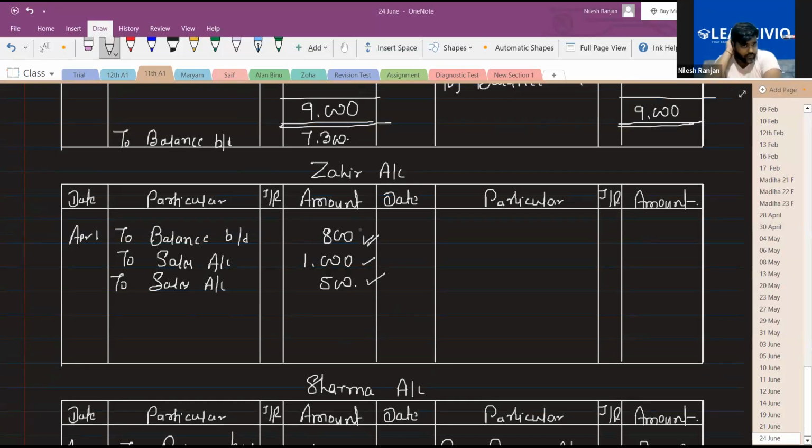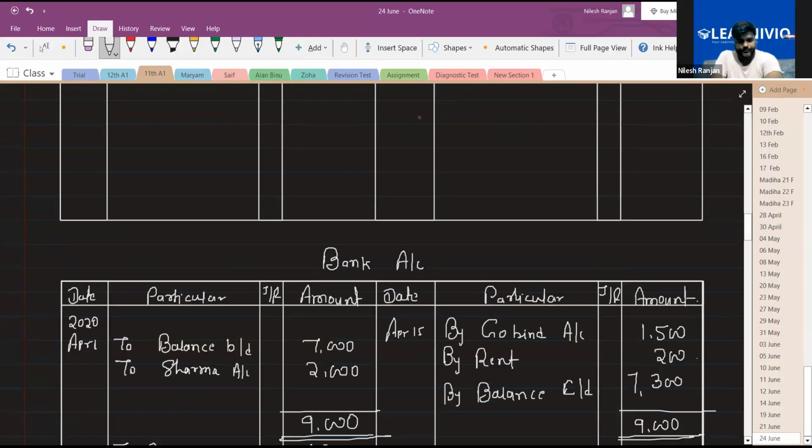Okay. So one by one, I'm writing all the entries. Then I will see the opening balance, and after that, I will prepare trial balance. So let me complete the ledger first. And if you have any doubt in between the ledger, you can ask question. So let me start with the opening balance.